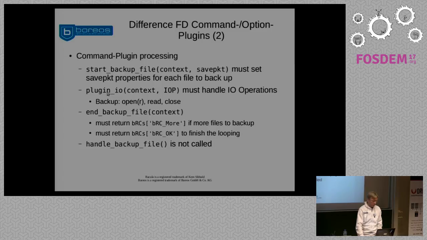And one of the most important functions is the plugin IO function, which handles all the IO operations. If it's a simple file backup, in the case of a backup, it must open the file that's being backed up. Then the plugin IO gets called repeatedly until the file is backed up, and in the end it must close the file. And when the file backup is done, the end backup file is called. And there it's also determined by the return code of the end backup file function if more files are going to be backed up or not. And with command plugins, the handle backup file function is not called. That's only called in the option plugin.